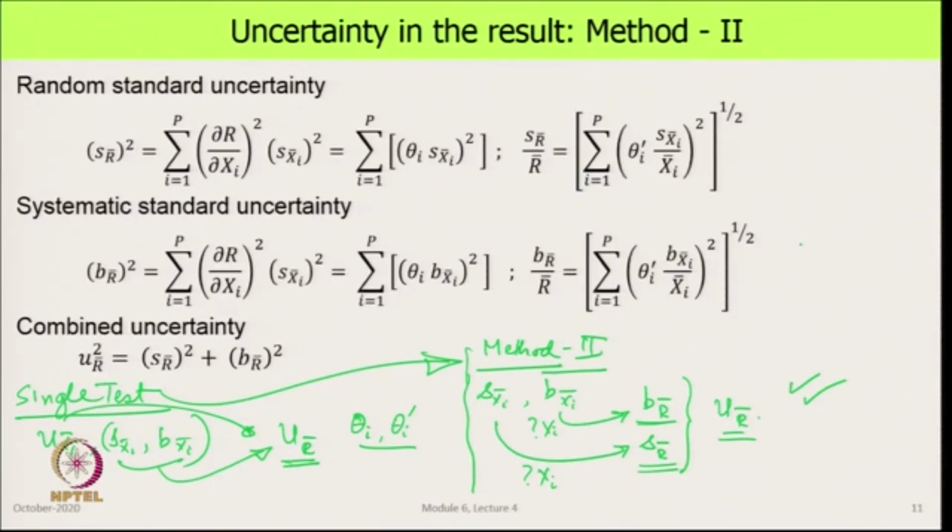Here on the top, this and this are the expressions for doing this calculation. So, we wanted Sr bar. So, this is Sr bar square, which is (del r by del xi) square, which is nothing but theta i multiplied by Sxi square.